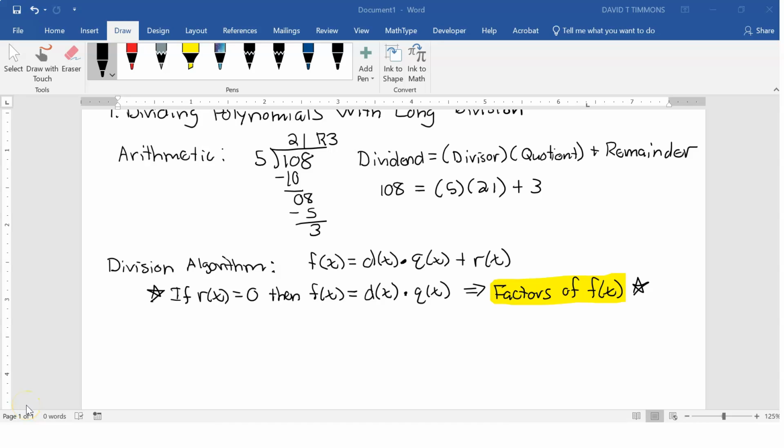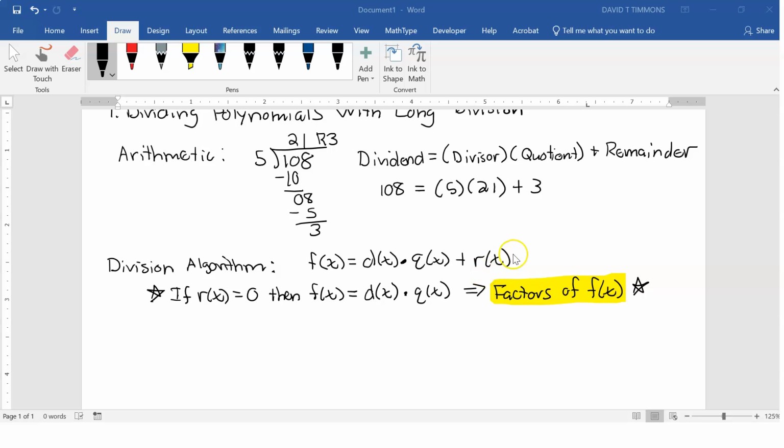One thing you'll see in this chapter is that there's something the text will refer to as the division algorithm, which is really the algebraic version of this relationship I just showed you here. When we are working with polynomials, we can have expressions that are in the variable x, but our dividend f of x is still the divisor times the quotient plus the remainder. Now, one important consideration is that if the remainder is 0, then f of x can be written as just the product of these two factors.